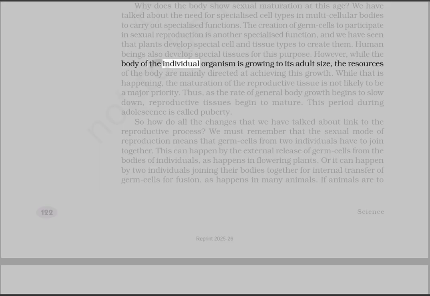However, while the body of the individual organism is growing to its adult size, the resources of the body are mainly directed at achieving this growth. While that is happening, the maturation of the reproductive tissue is not likely to be a major priority. Thus, as the rate of general body growth begins to slow down, reproductive tissues begin to mature. This period during adolescence is called puberty.